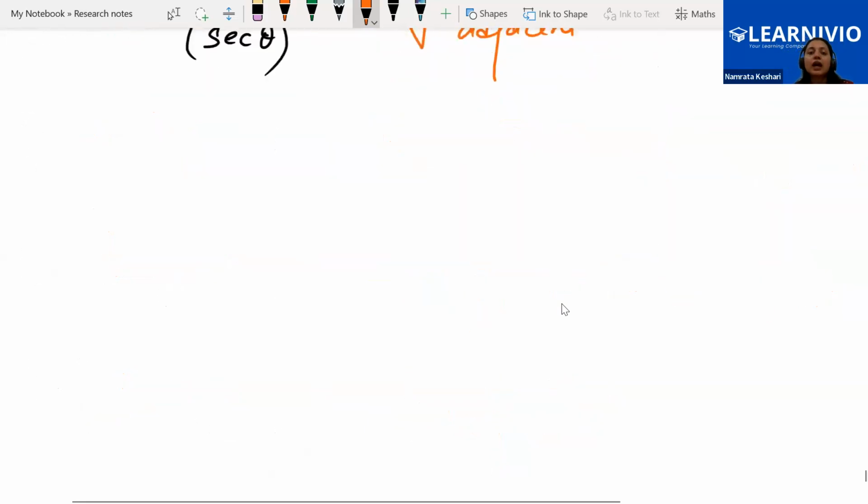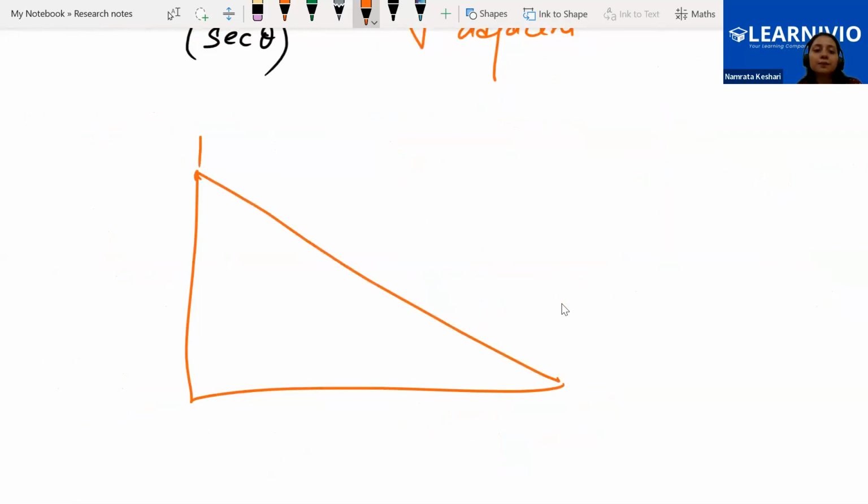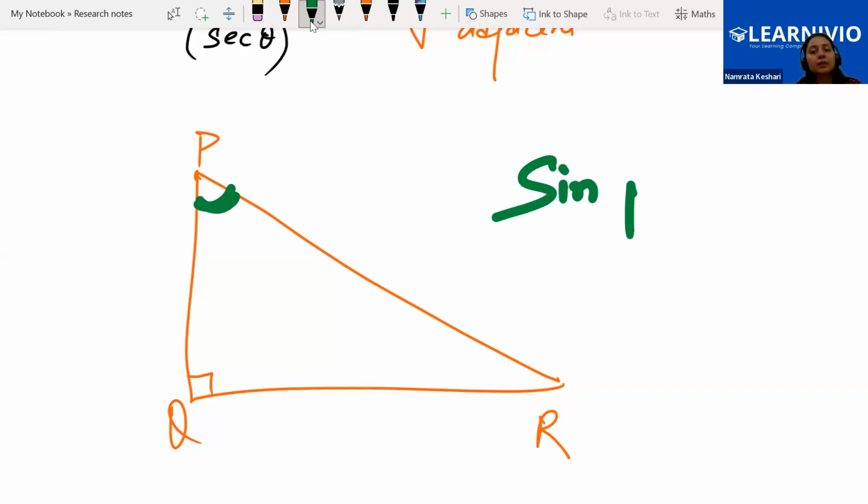Okay. Now, if we are having this triangle, let's say PQR, and here I am not mentioning this is 90 degree. I'm just saying that we are going to take angle P over here. Theta, phi, nothing we are taking. We are just taking sine of P. Whenever this P is written over here, that means you are going to focus on angle P.